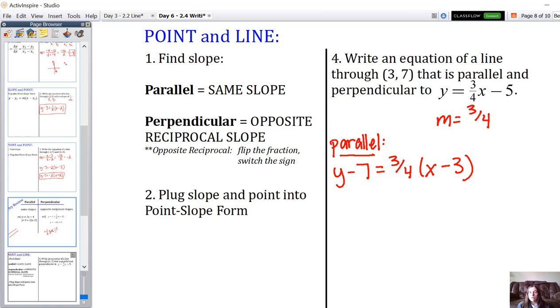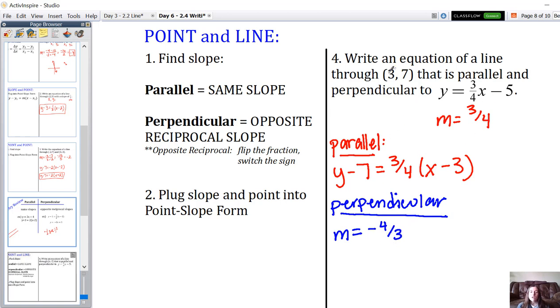Now, if we want to find the perpendicular line, we need to find a new slope. Perpendicular. So this was our original slope. Remember, for perpendicular, we need to flip the fraction and switch the sign. It started off positive, so now we're going to have negative. And then the fraction started off with 3 over 4, so now we're going to put 4 over 3. So this is our new slope for the line that's perpendicular to the original one.